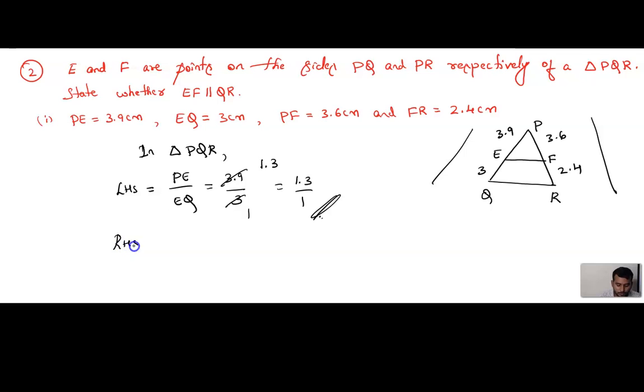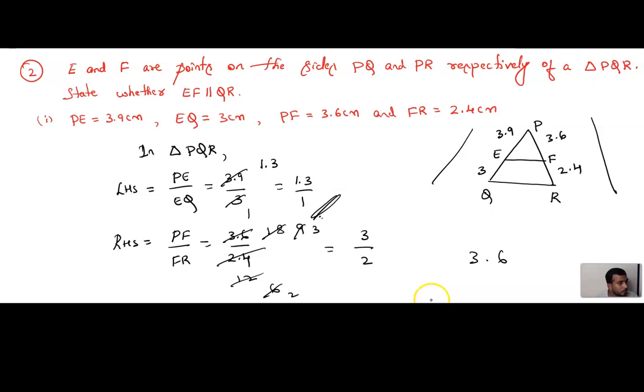Now come back to the RHS part. What is RHS? PF by FR. What is PF? 3.6 by 2.4. Now 2 ones are 2, 2 twos are 4. 2 ones are 2, 2 eights are 16. Next, 2 sixes are 12, 2 nines are 18. 3 twos are 6, 3 threes are 9. Right? Here, what is left out? 3. Here, what is left out? 2. Here, 3.6, right? In the beginning, before one digit the point is there. So here also before one digit we have to keep the point. It means this is 0.3 and this is 0.2.